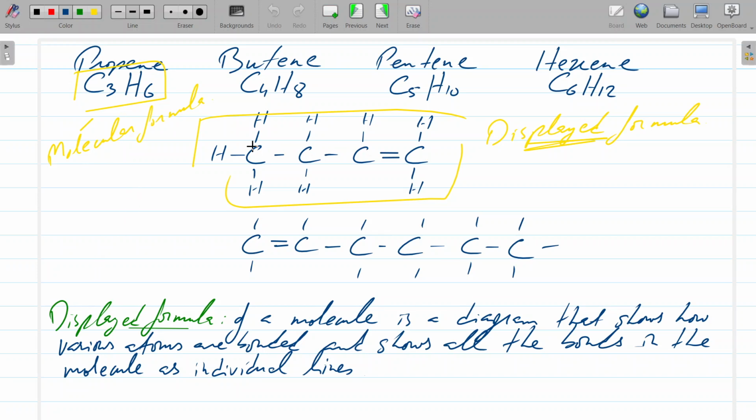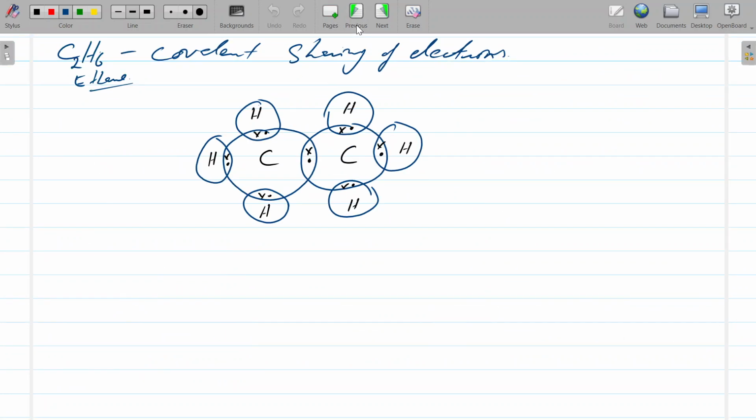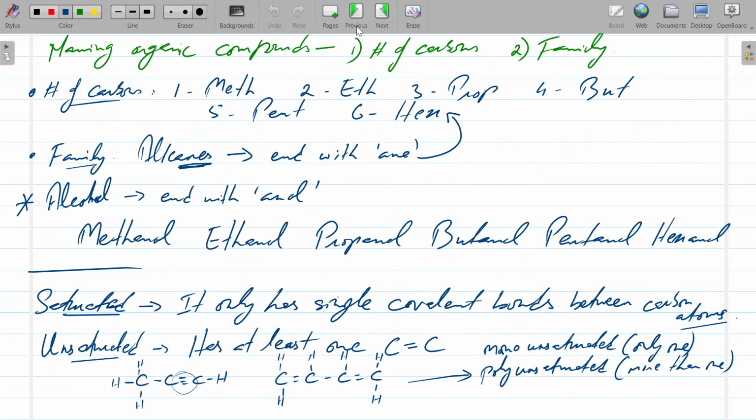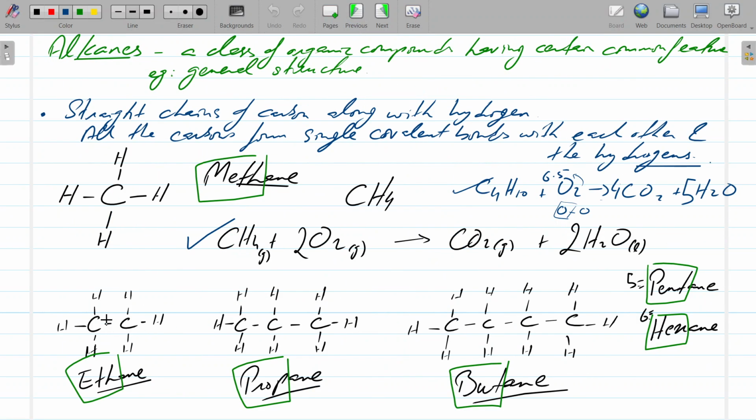And the displayed formula is when you draw it out in full, showing all the atoms and all the bonds. So the displayed formula of a molecule is a diagram that shows how various atoms are bonded and shows all the bonds in the molecule as individual lines. And if there's a double bond, we show two lines. So if you go back to alkanes, all of these, for methane and ethane and propane, butane, all of these are the displayed formula.